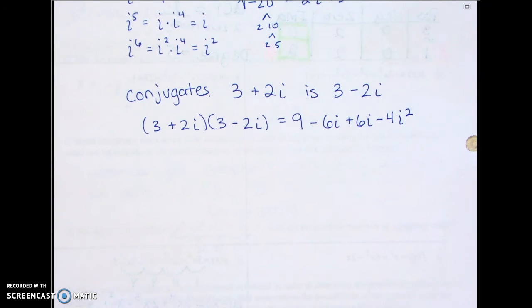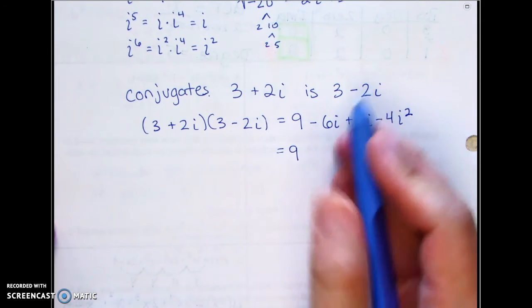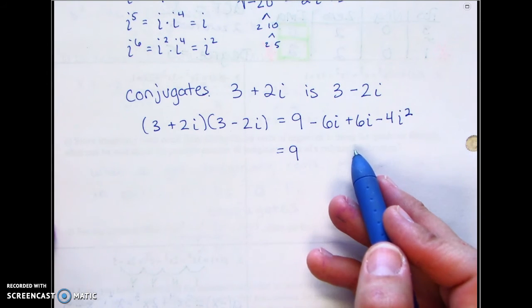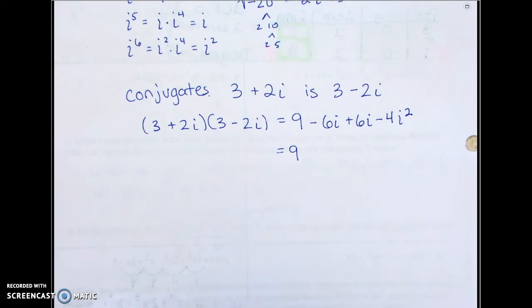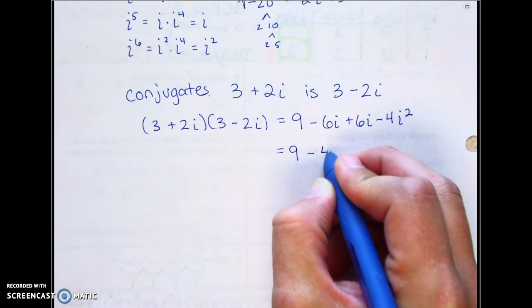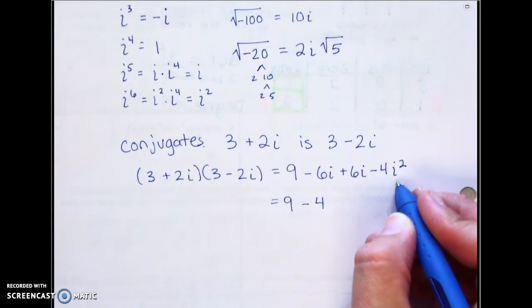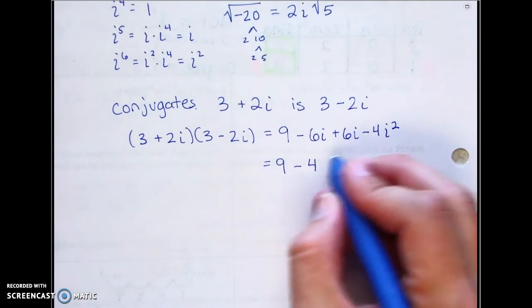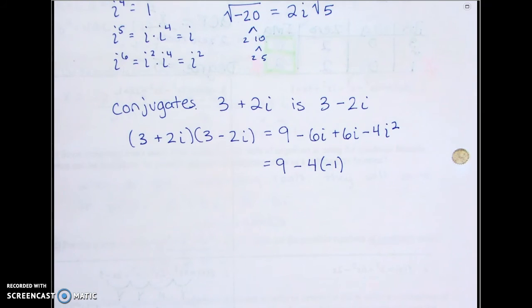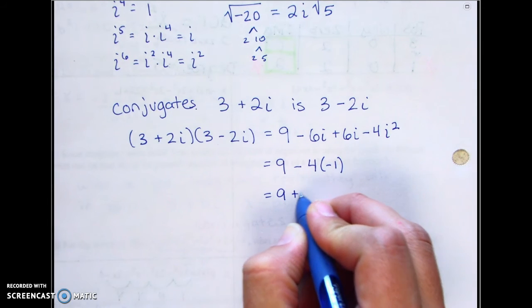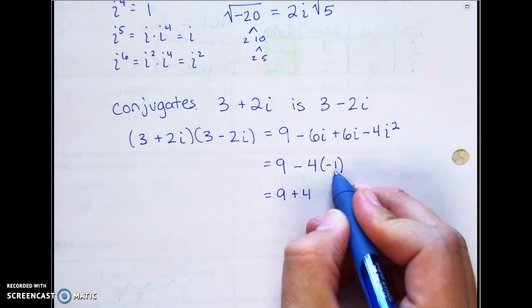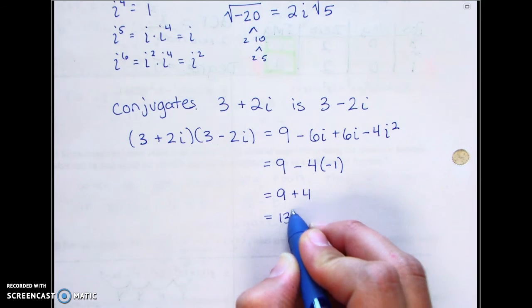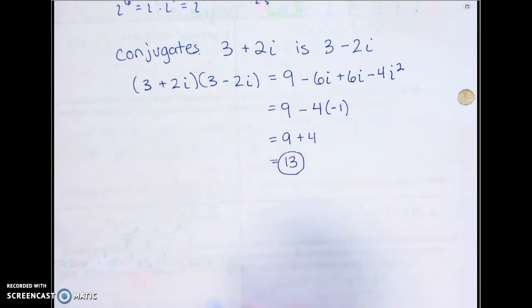So just like with x's, you can FOIL the two together and simplify. Minus 6i plus 6i, well, what happens to those i's in the middle? They go away. But now we have negative 4i squared. What is i squared again? Look at your little chart. Oh, well, i squared is negative 1. Cool. So we get to replace this i squared with a negative 1 here. So we have 9 plus 4, because negative 4 times negative 1 is positive, and so this is equal to 13. What? Okay, so what's the big idea?